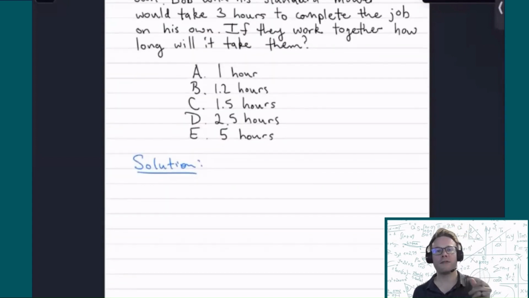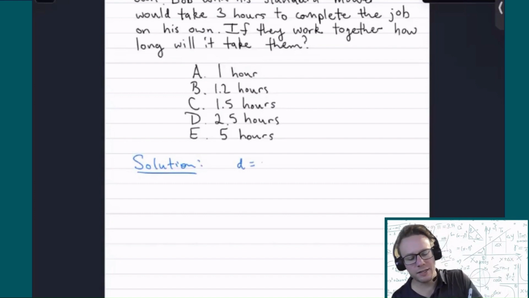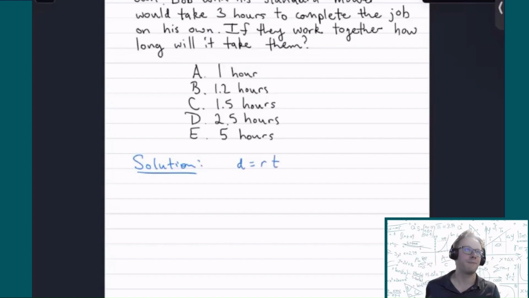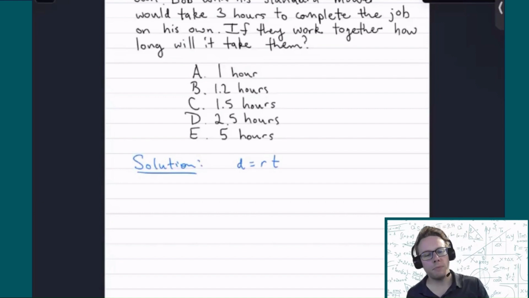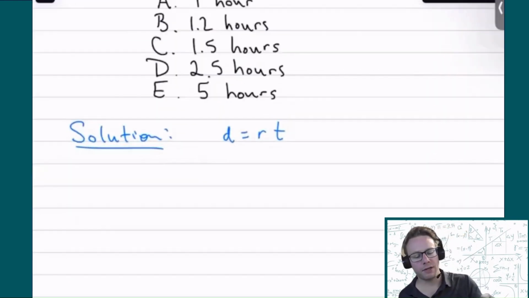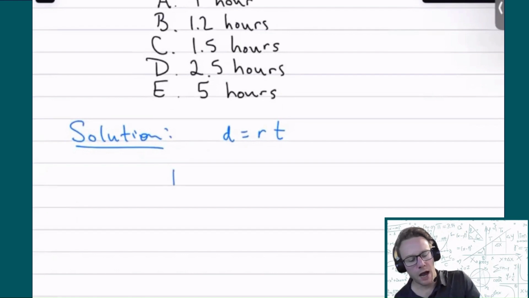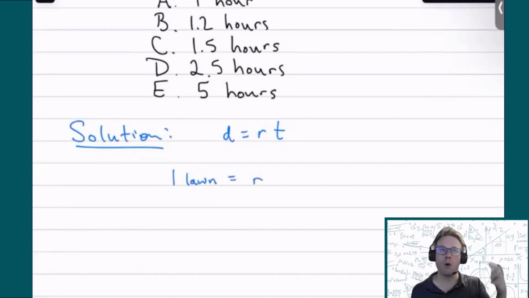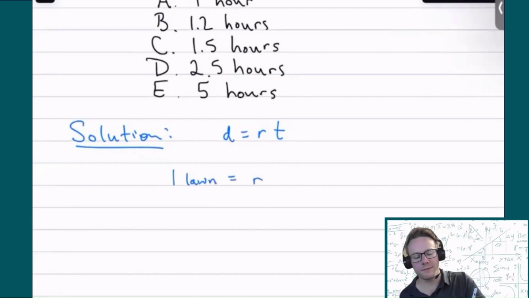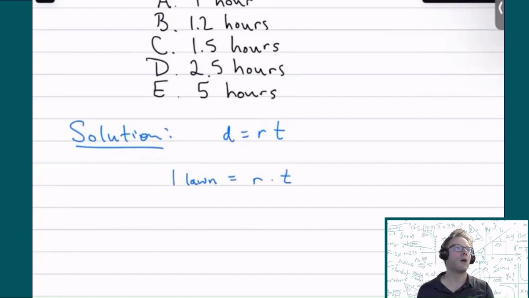So when I'm trying to solve these problems, I'm usually thinking about this old science or physics equation, distance equals rate times time. In our particular example, it's not really a distance that we're getting out. We're completing some job, in this case, mowing the lawn. So I'm thinking about converting this into, how long does it take to mow one lawn? Well, these mowers have different rates, and of course, there's some time that goes along with that.